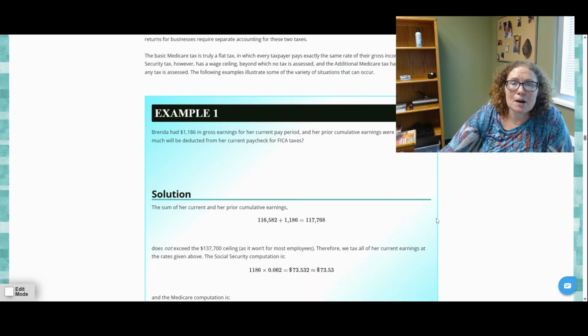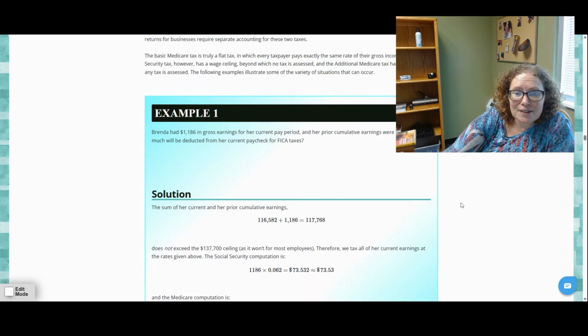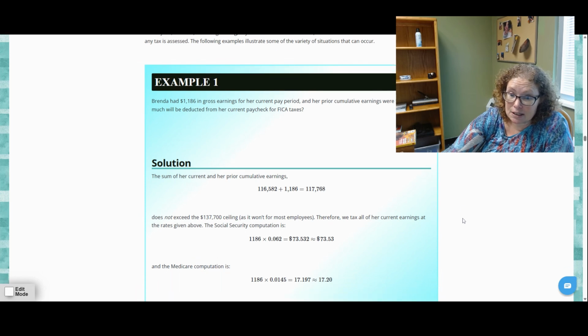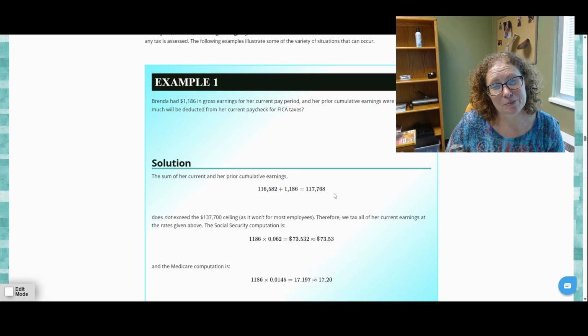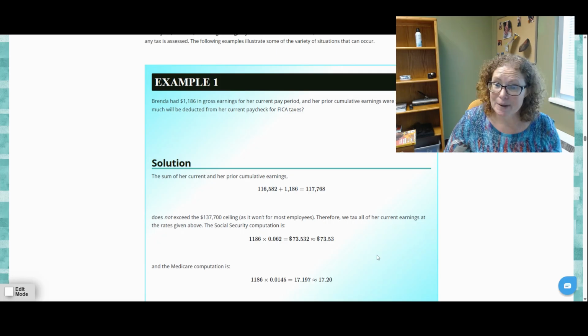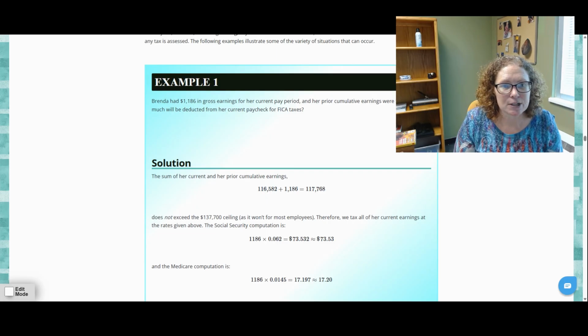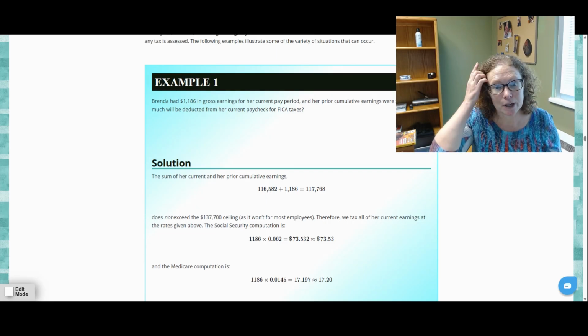So we have the sum of $116,582 plus $1,186, which gives us $117,768. So we know that that does not exceed the $137,000 ceiling. Therefore, we're going to tax all of our current earnings at the rates given above. So we're not taxing the whole amount, including the prior cumulative earnings. We're pulling that back out. We just needed to know that to determine what the tax is going to be. So make sure that you take that back out when you're doing your calculation.